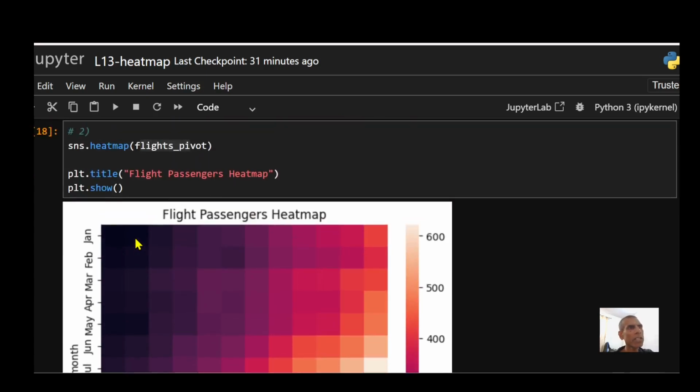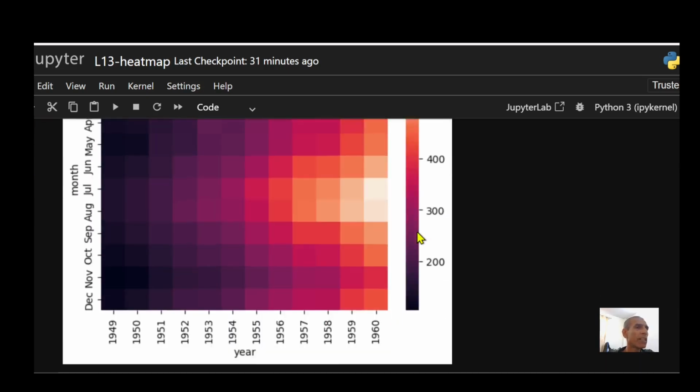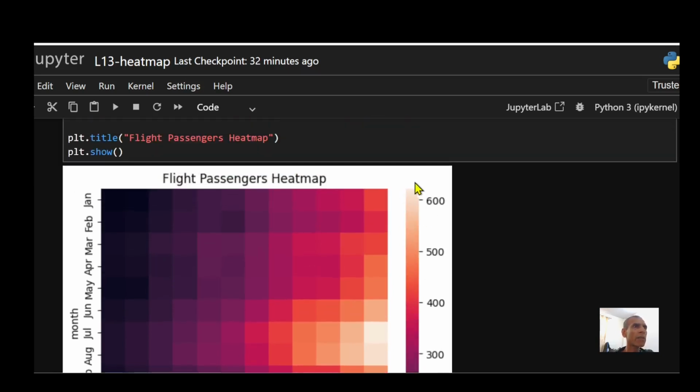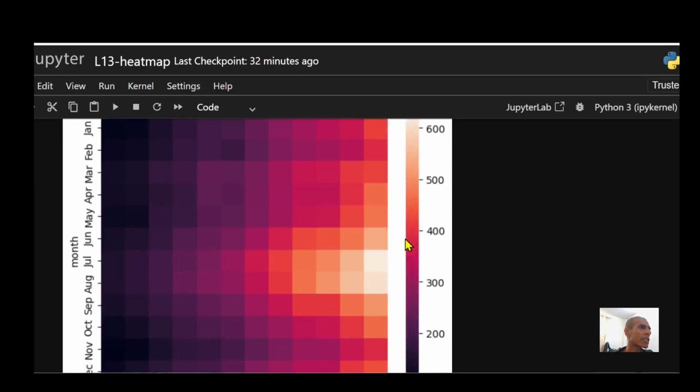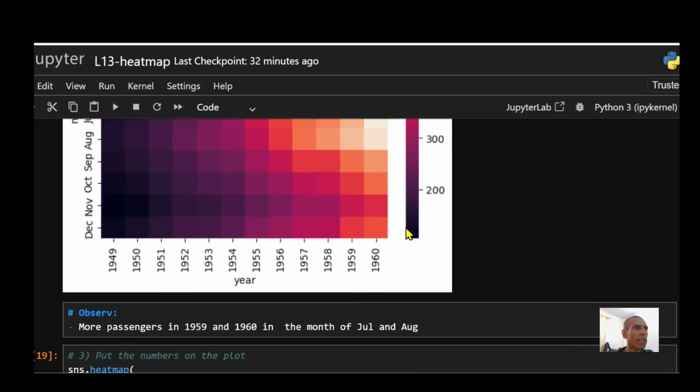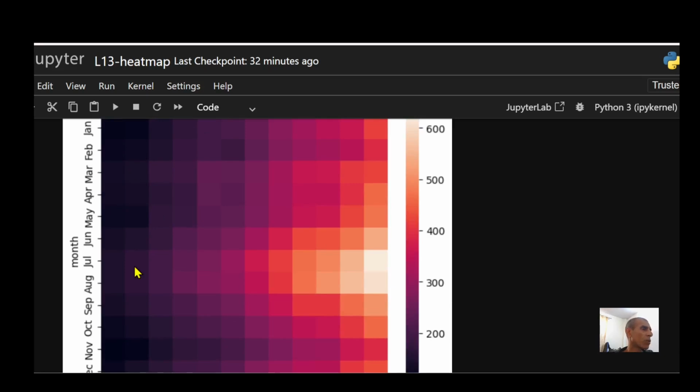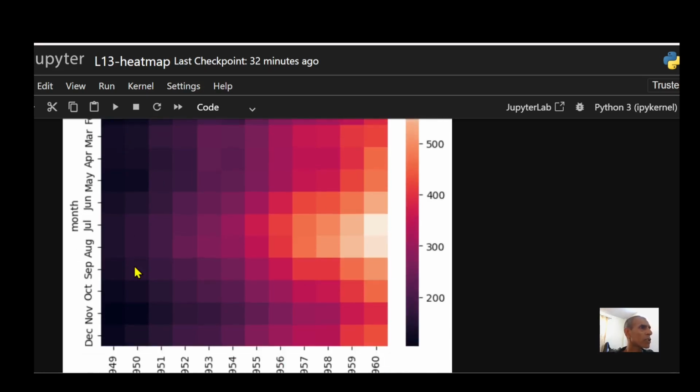In this case, you can see 600 will be a light color, actually white, and more of a blackish color will be in the range of 100. So if your numbers are high, they're going to be in this color right here, and you can see that your numbers are high over here. Low numbers would be indicated by this color, and you can see that numbers are low over here. So this kind of tells you the pattern.